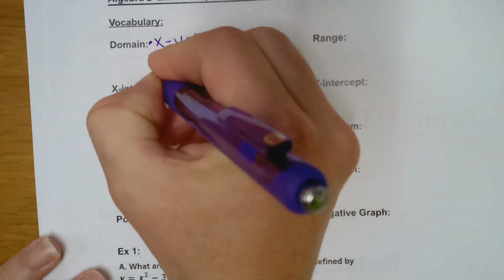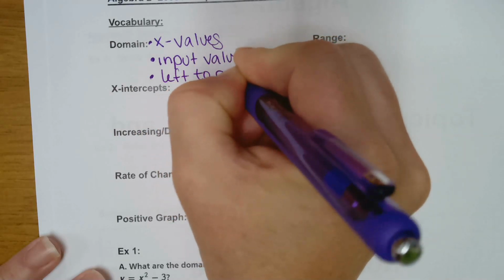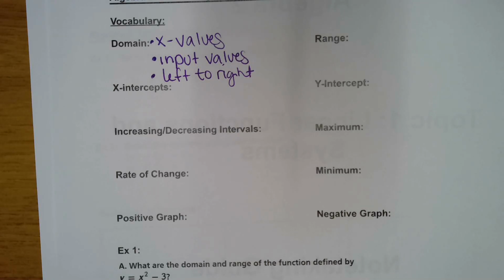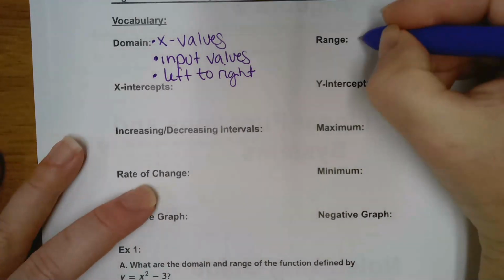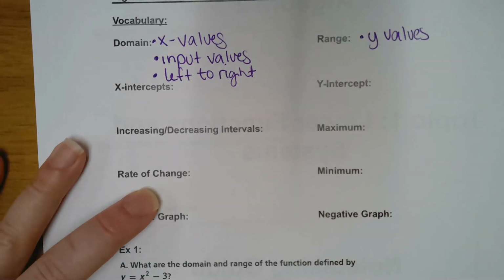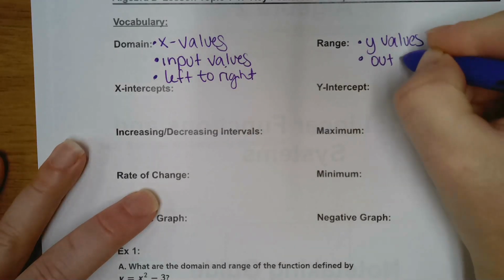On a graph, these are also the values from left to right. When we did this prior, the way we described this was either with an interval or with inequalities. I'll show you both. Okay, so what's the range then? If domain's x values, what's the range? Range is the y values. They are the outputs. Okay.